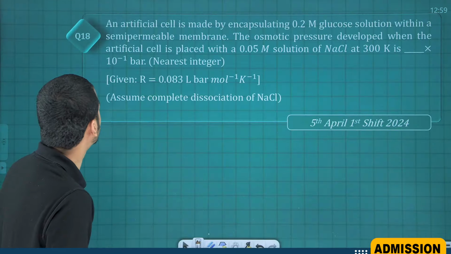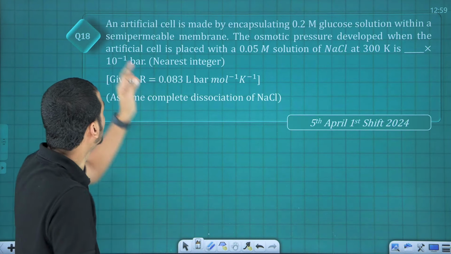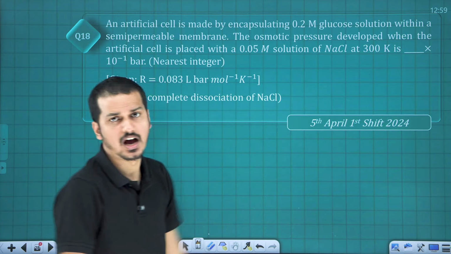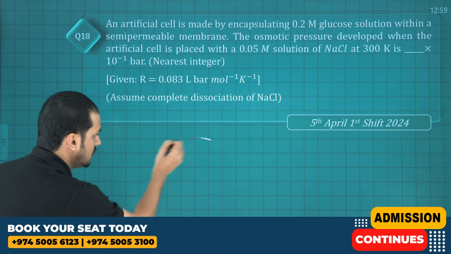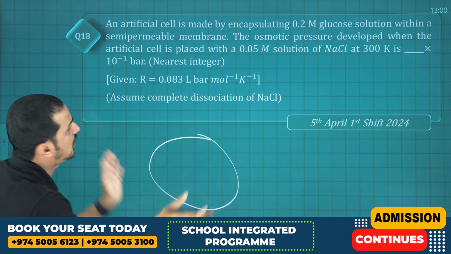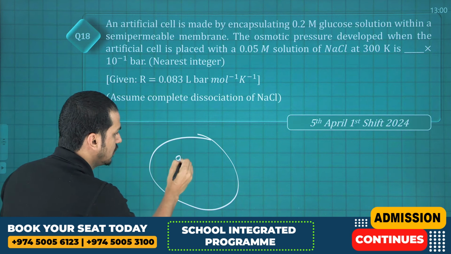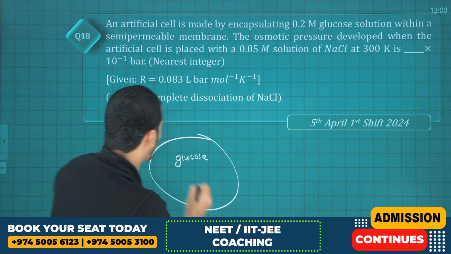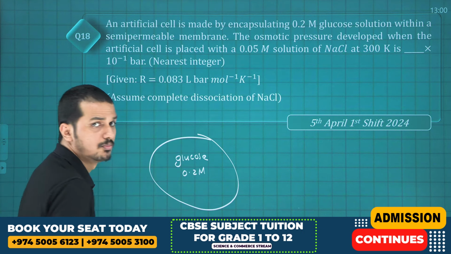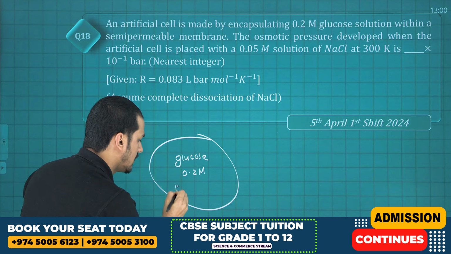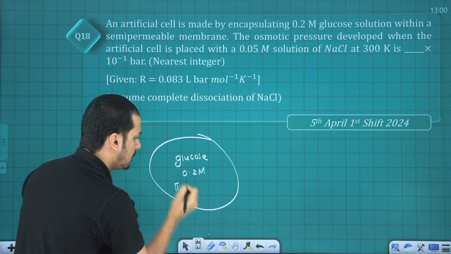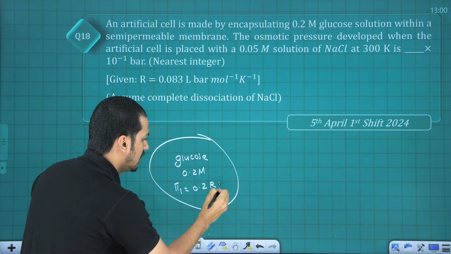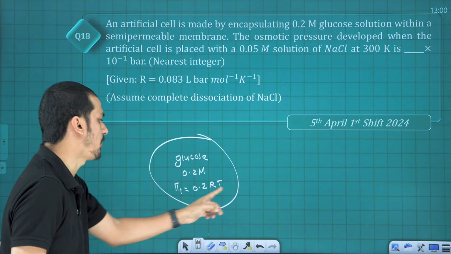This is the next question, dears. Question number 18. An artificial cell is made by encapsulating 0.2 molar glucose solution. So see, you are having an artificial cell. Inside that, you are taking glucose solution. Its concentration is 0.2 molar. Then what about its osmotic pressure? I will take it as pi 1. Pi 1 equal to 0.2 RT, because the i value of glucose is 1.